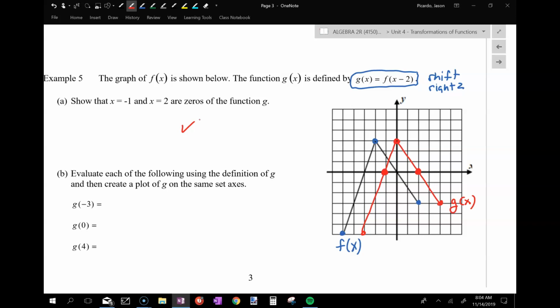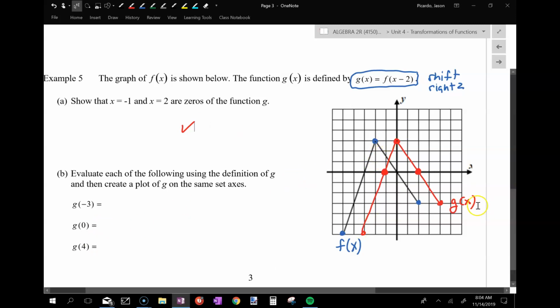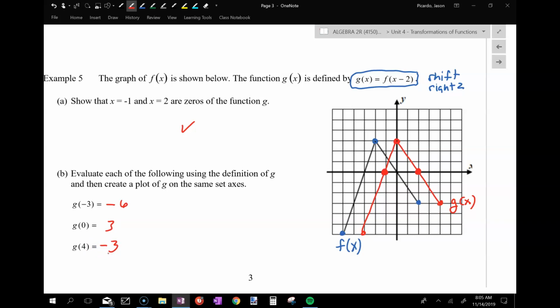My new function. What is the value of my new function at -3? Well, on the red function at -3, I'm at -1, 2, 3, 4. I'm at -6. And on my new function at 0, I'm at 3. And on my new function at 4, I'm at -3. There you have it.